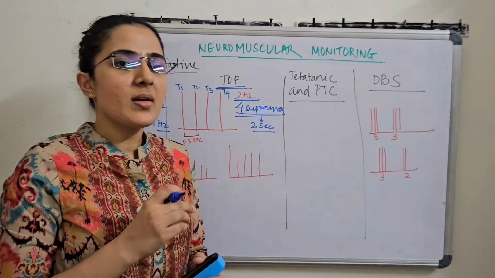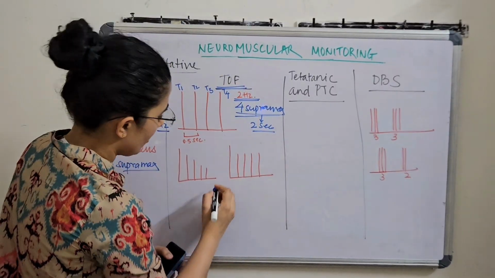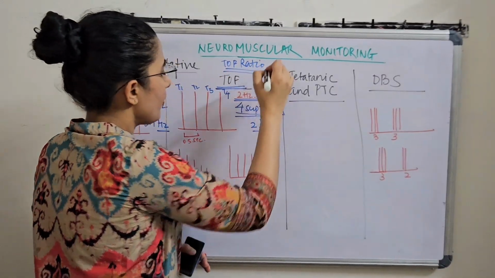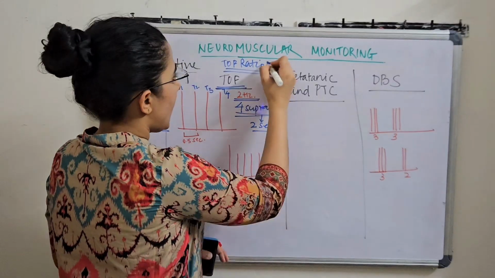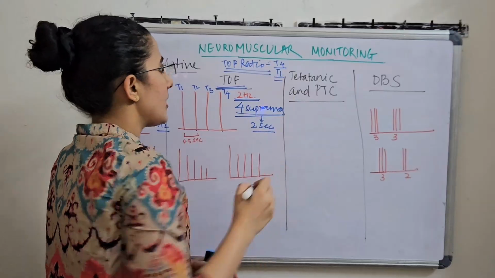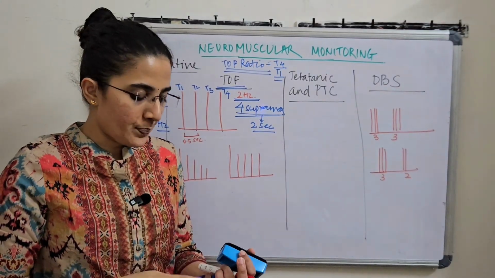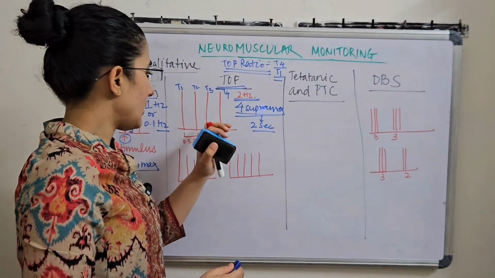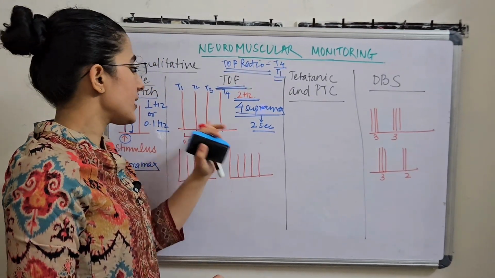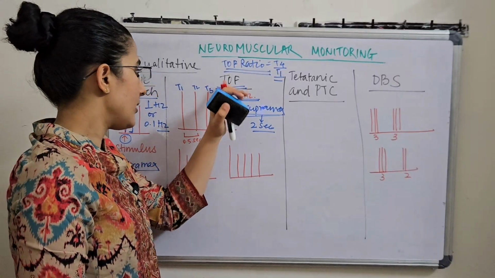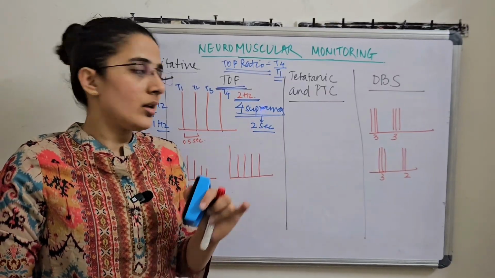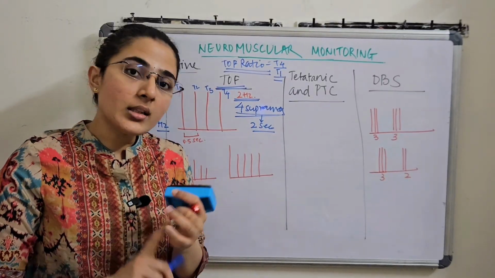One important thing we have to remember in TOF is the train of 4 ratio. The train of 4 ratio is basically the amplitude of T4 divided by the amplitude of T1. So when all 4 are present, we can calculate the train of 4 ratio. If one of these is absent, either T4 or T1 or whichever, then we have to know what is called the train of 4 count.